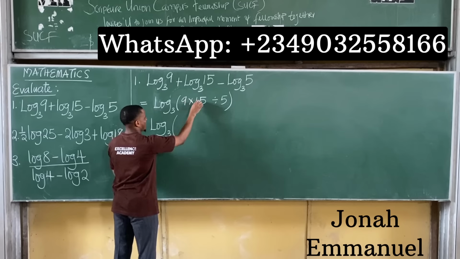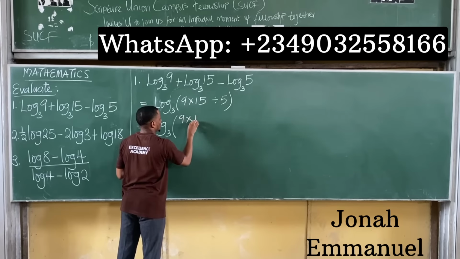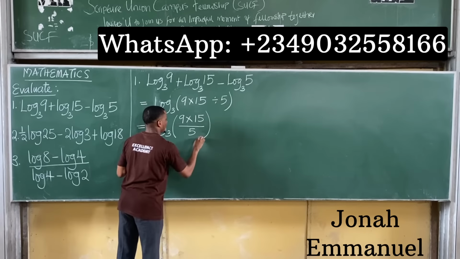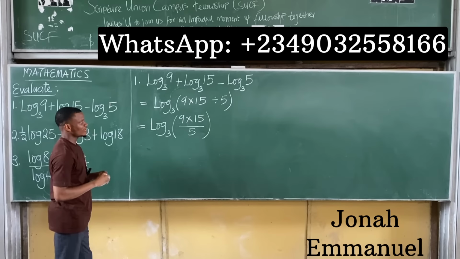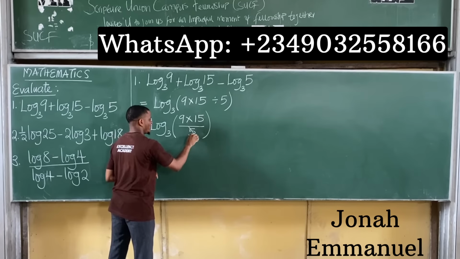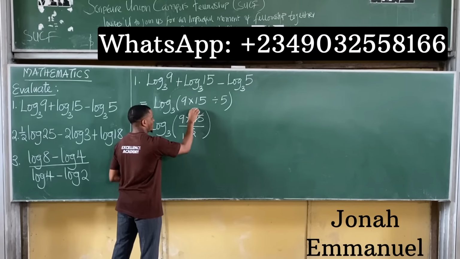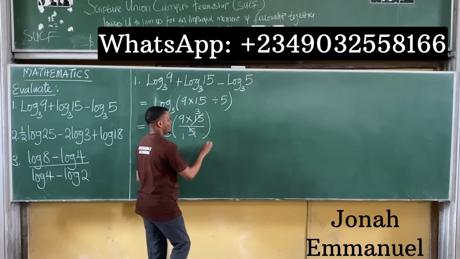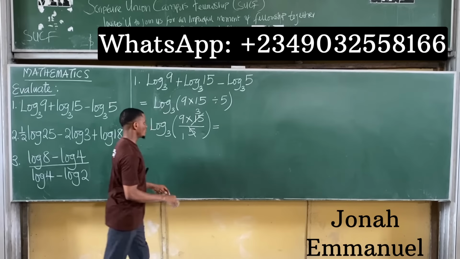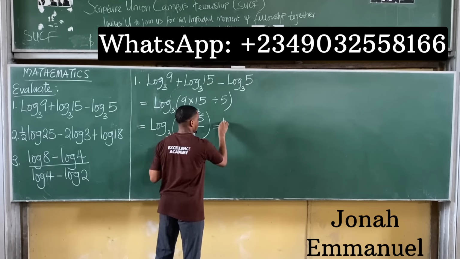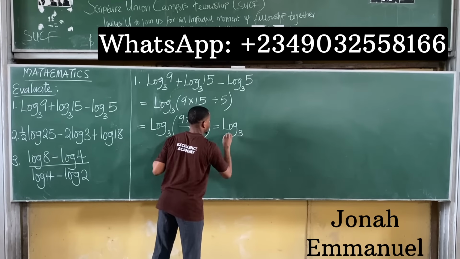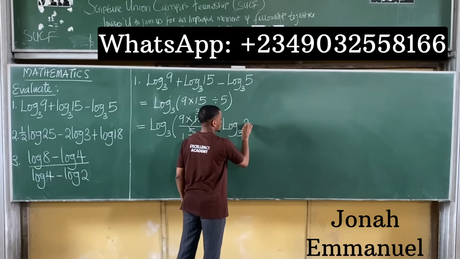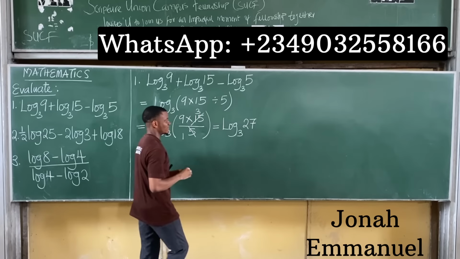9 times 15 divided by 5. So I have 5 here, so I'll have to work this out. Of course, 5 can divide 15 to give you 3. If I work on this, this is equal to log of base 3, and I'm having 9 times 3, that gives you 27. So I have 27 here.